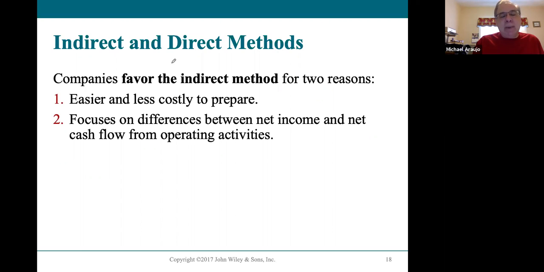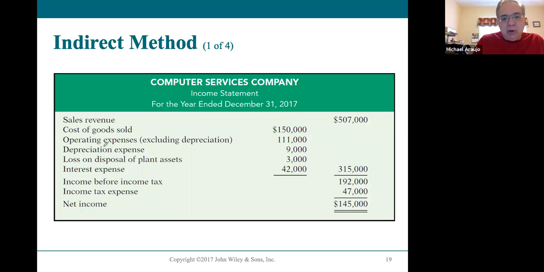Most companies actually will do both the indirect method and the direct method of preparing the cash flow statement, but the indirect method is the most popular because it's simply easier and less costly. It also focuses a lot more on the operating activities, which is technically probably one of the most important parts of a business. It needs to be operating soundly. So we're going to be looking at that a little bit more too.